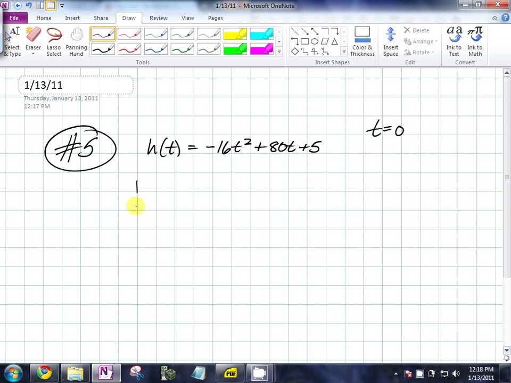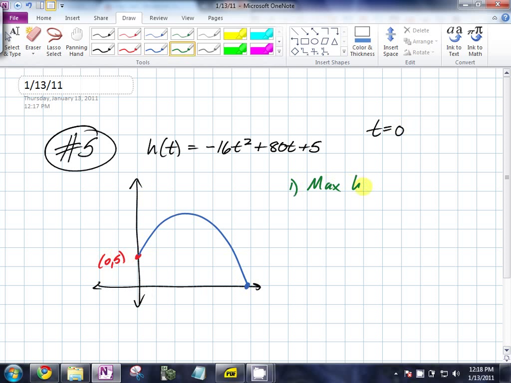What's the y-intercept of this function? Why? Well, when t is 0, what does the function equal? 5. Yeah, so this goes up, goes down, right? So this question asks you to find 2 points. What's the first thing it asks you to find? The max what? Where's that going to be? At the vertex.